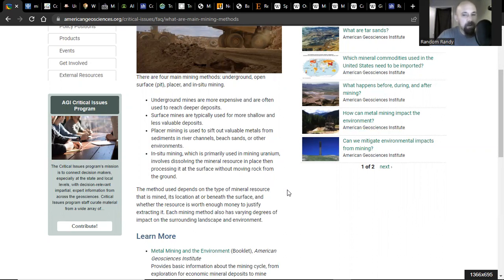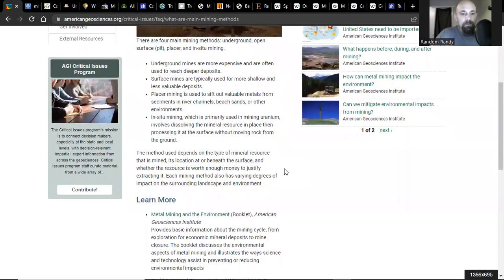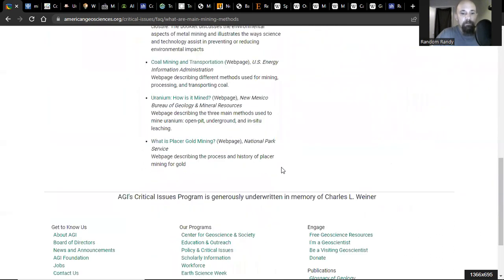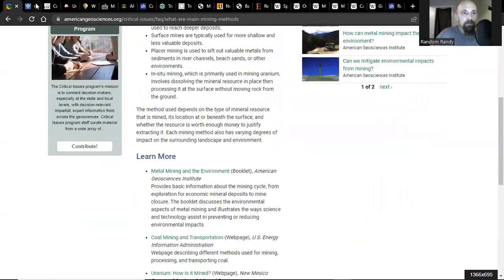It is used in quite a few other minerals. It includes dissolving the mineral resource in place and then processing it at the surface without moving the rock from the ground. So it's just like a leaching and extracting process. Okay. So very interesting stuff. And we will jump right into the next item.